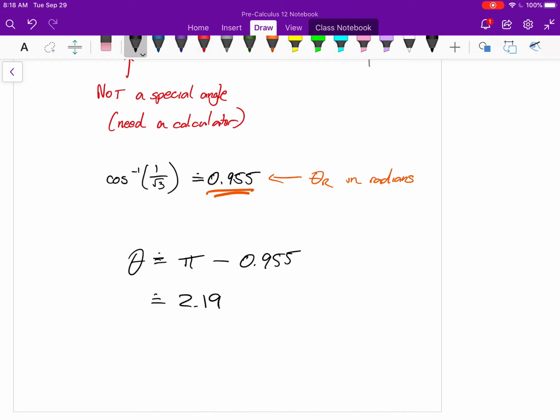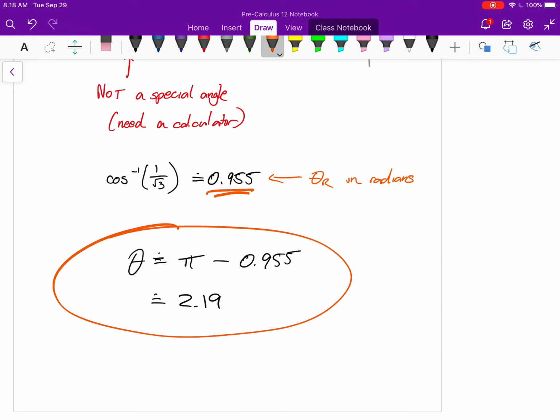Is that really better than what I had before? If you think so, sure. I don't think so. I don't think it's worse. They're both approximations. I kind of like the first one better because I see how we figured out this value. It was pi radians take away the reference angle. They're both approximations, so neither's actually better than the other.